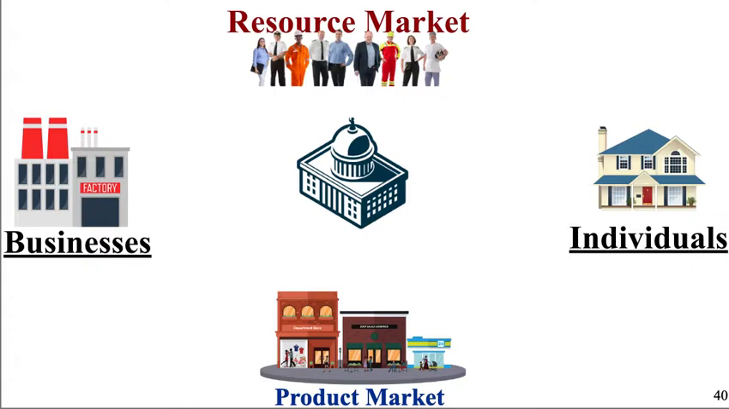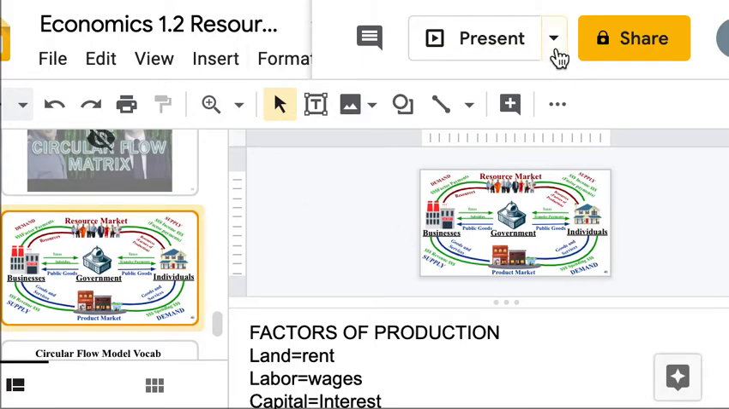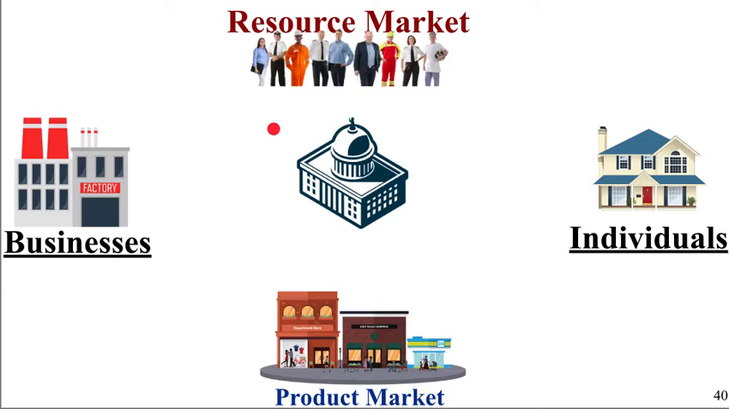Now, here's what the graphic looks like. We have the resource market up there on the top. We have the product market down on the bottom. I'll get my pointer out here and try to highlight some things for you. So, resource markets up here and down below is the product market. That does not want to go away, so we'll wait just a minute for that. There we go. There's the product market.